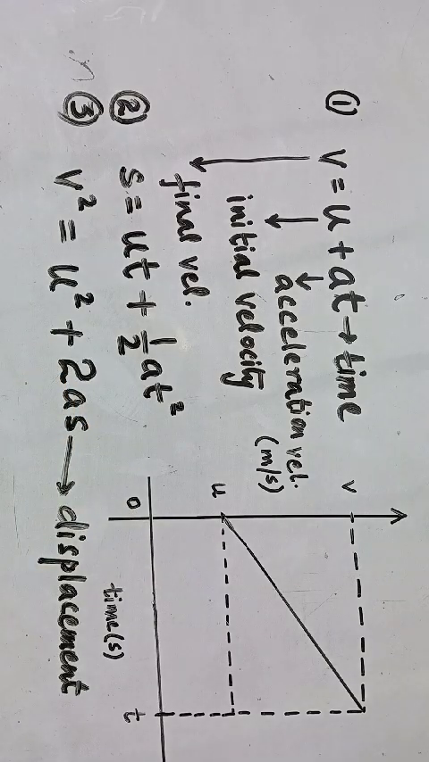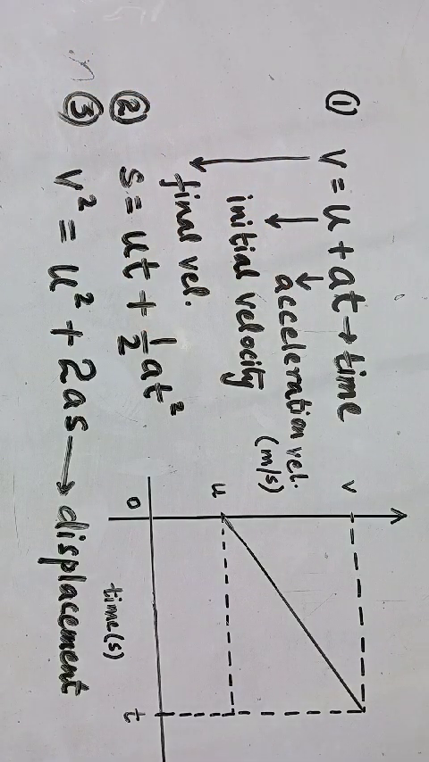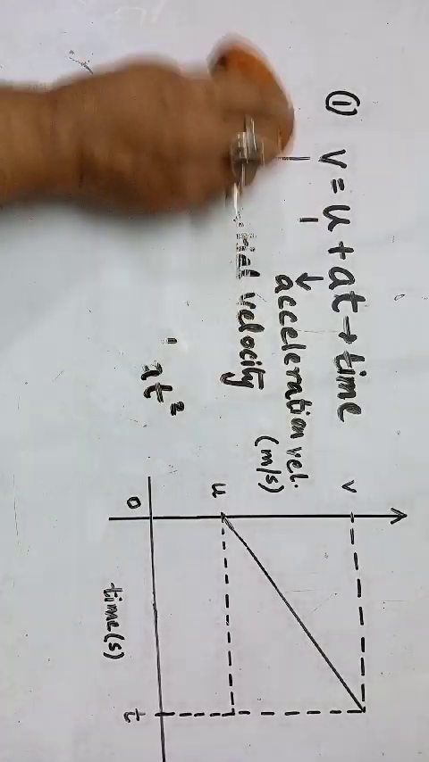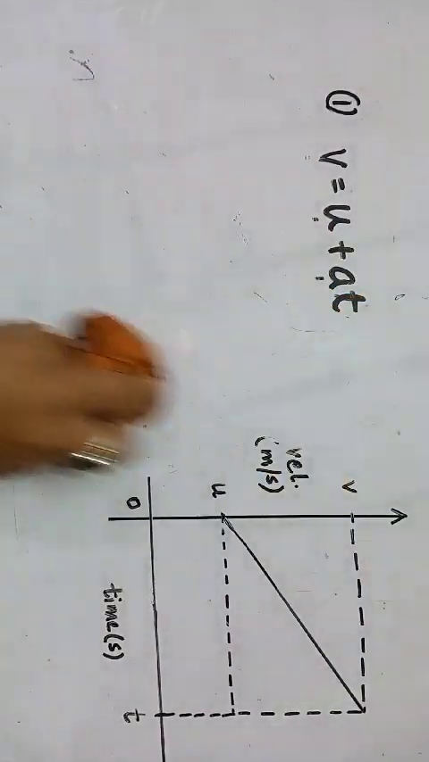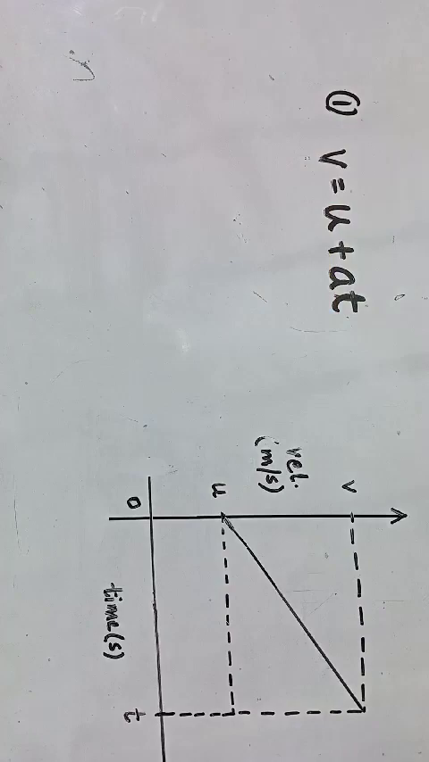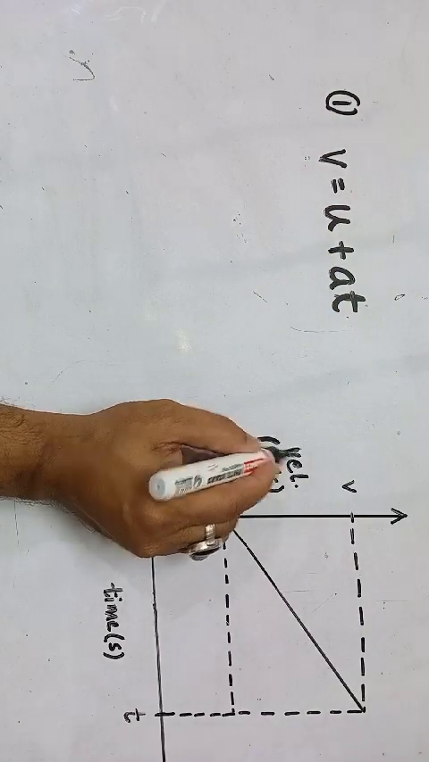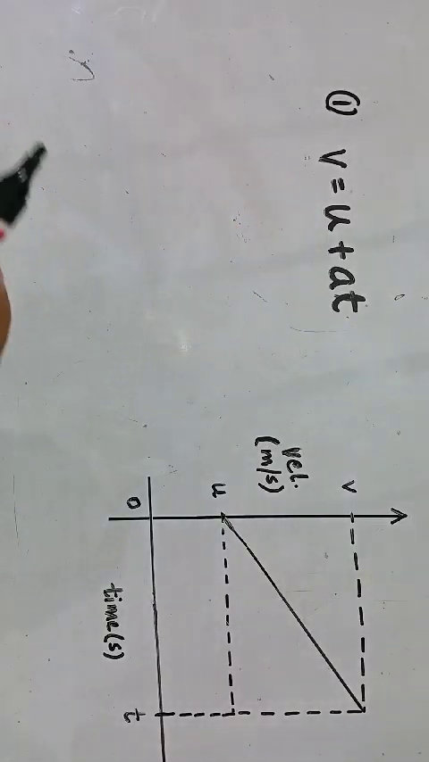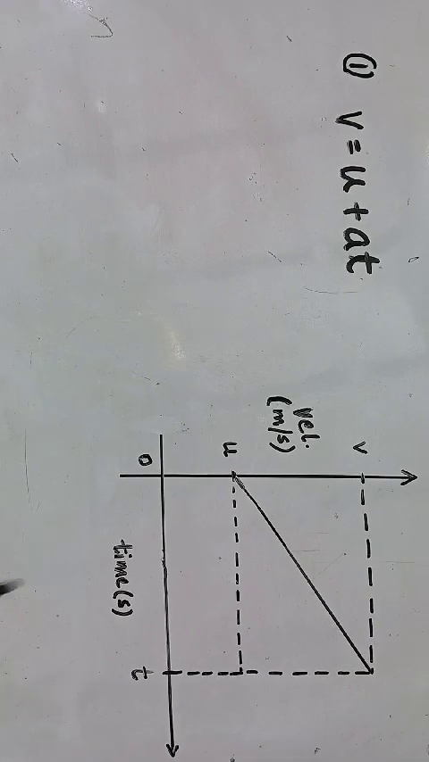I'll first start with v is equal to u plus at. Let us go ahead with the derivation of the very first equation of motion. I'll list the other equations once again once we have completed the derivation for the first one. So how did we get this equation is what we are going to see now. Let us have a look at this graph first.